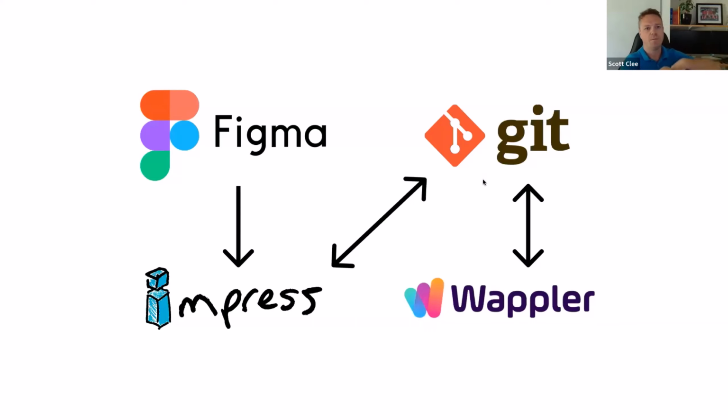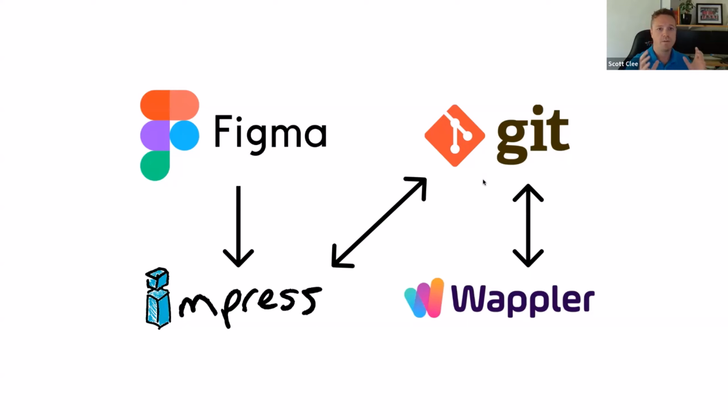That Figma design has to be marked up in a way for Impress to work with it. I'll show you that in a second. And so then Impress works directly with Figma, and it takes a Figma design and converts it into a Wappler project. That's HTML, CSS, App Connect, etc.